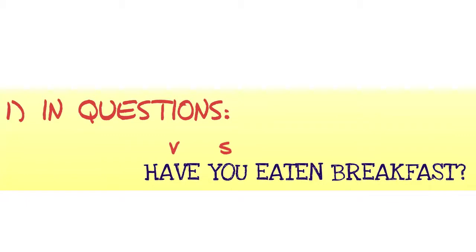One example is in questions, where a verb can precede the subject. For example, have you eaten breakfast? This sentence actually has two verbs, so watch out for this. Either way, though, the subject, the thing or person performing the action, is you.